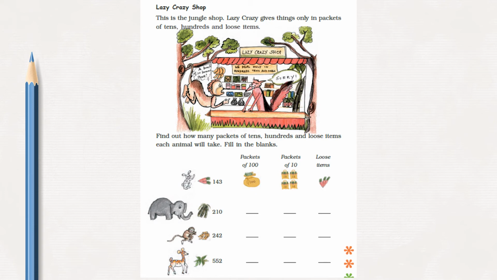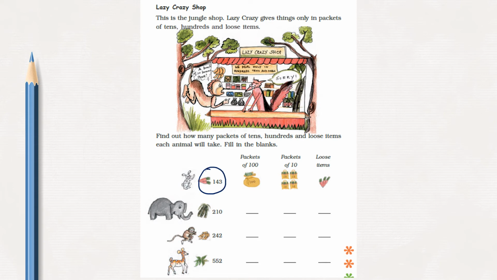So there's this weird shop in the jungle which has very weird rules. Okay, so the shop only accepts tens, hundreds, and loose items. We are given these animals who want to buy few things. So we will now help them that how many of hundreds, tens, and loose items do they need.